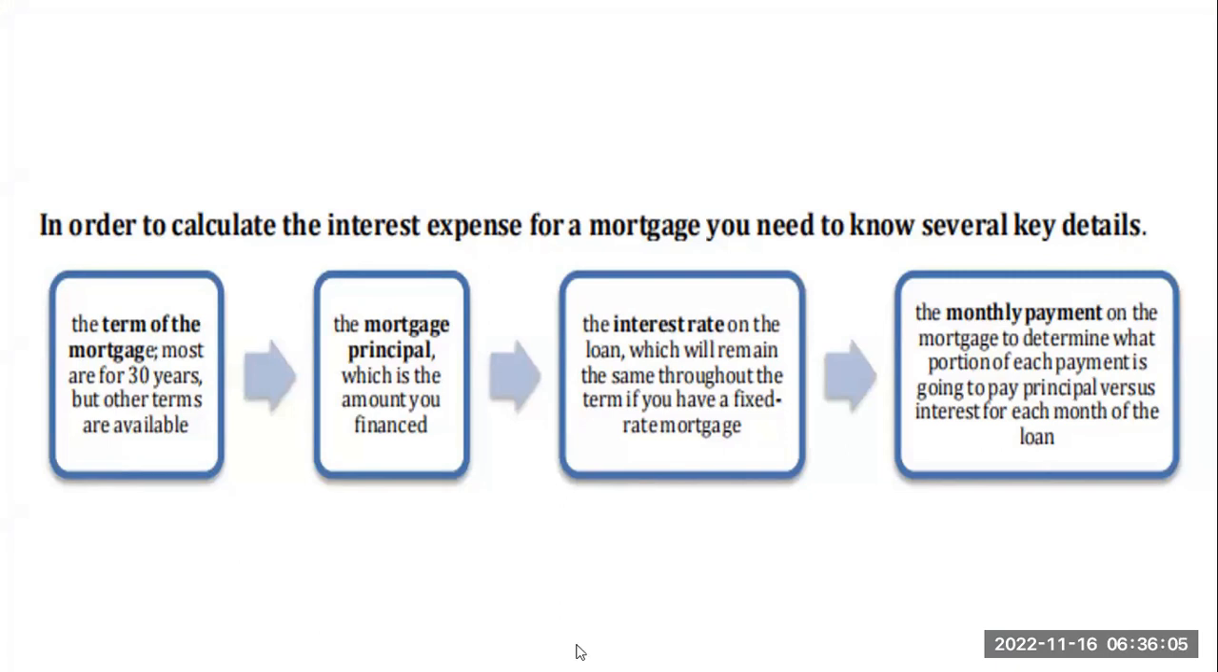The term of the mortgage, most are for 30 years, but others are available. Okay, and the mortgage principal, which is the amount you finance, the interest rate on the loan, which will remain the same throughout the term if you have a fixed rate mortgage, and the monthly payment on the mortgage to determine what portion of each payment is going to pay principal versus interest for each month of the loan.